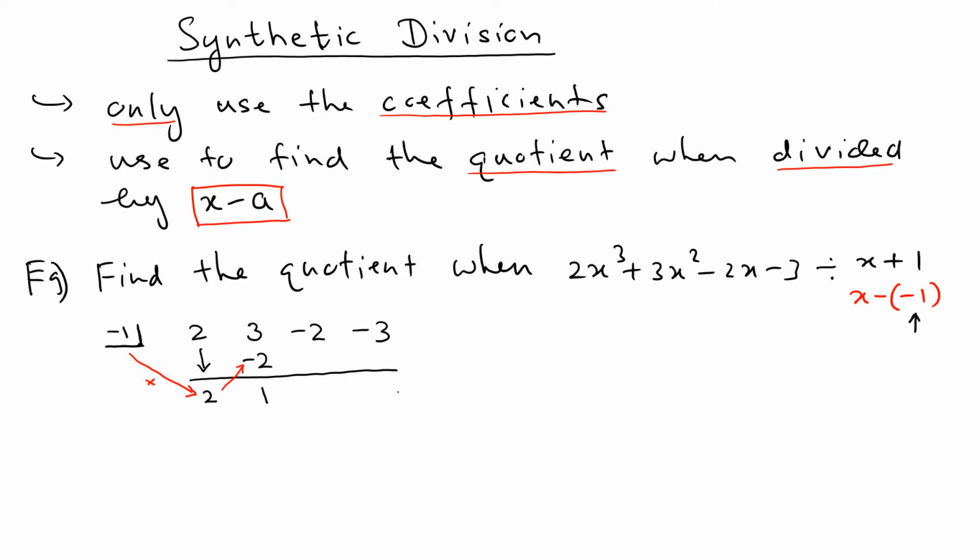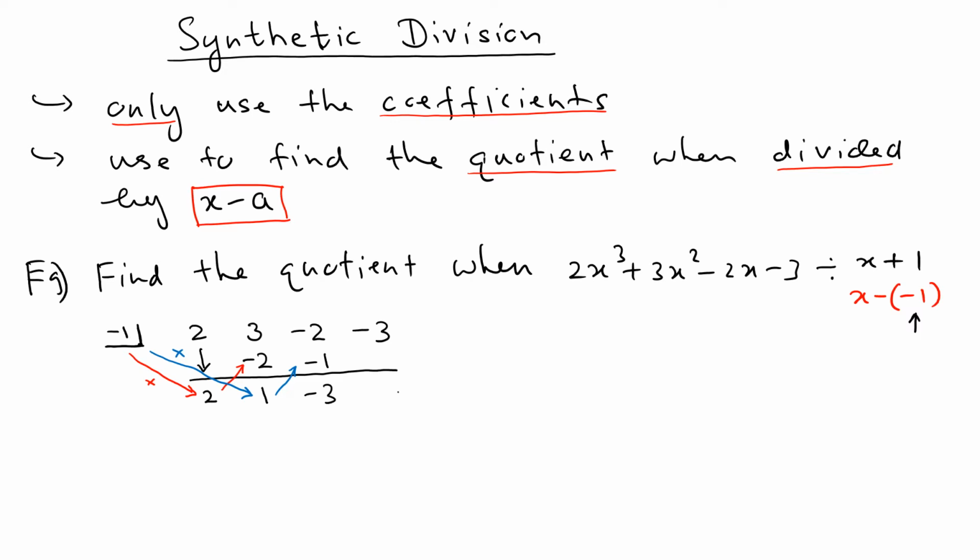Now we can do the same thing. We start with the new number and multiply this number. First multiply and then add. When you multiply, you get -1, and you put it there. Then add, and you get -3. And do the same thing.